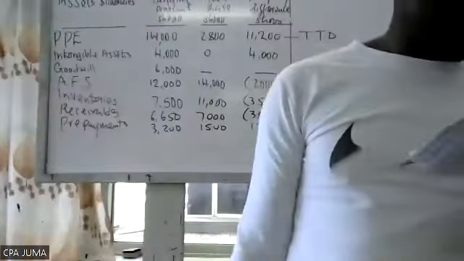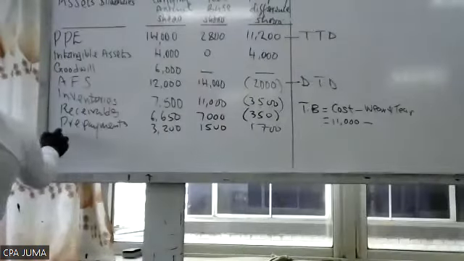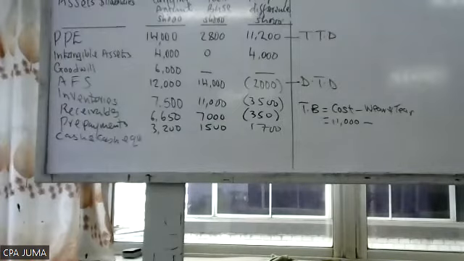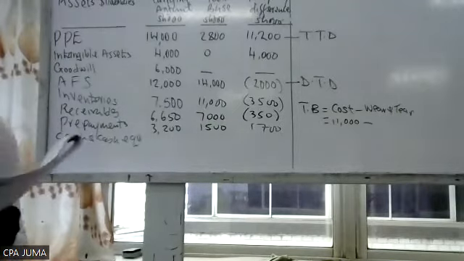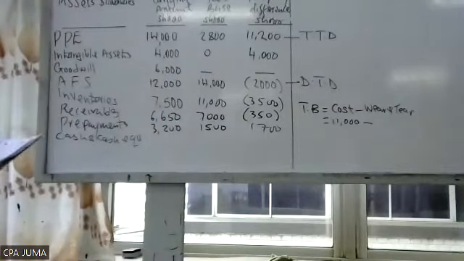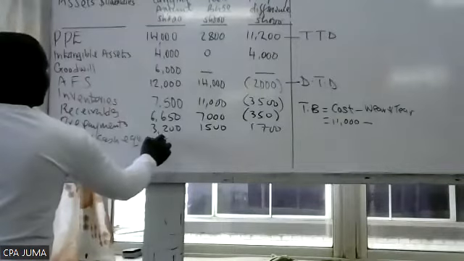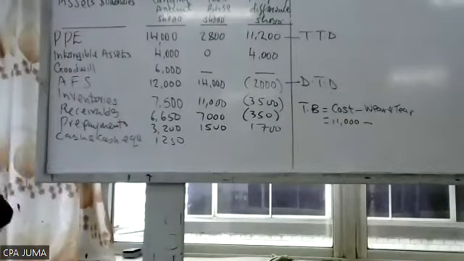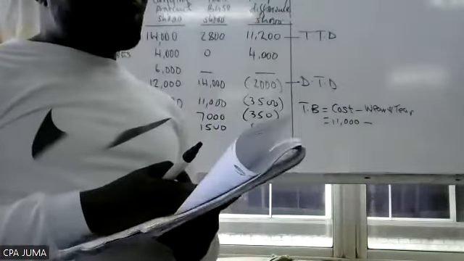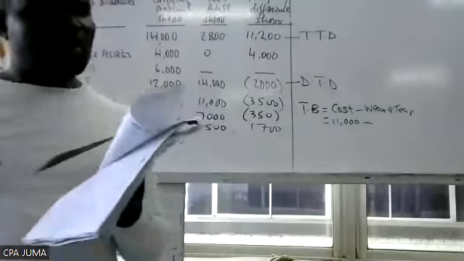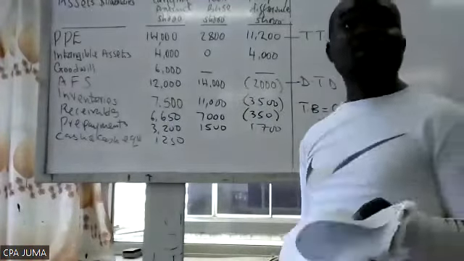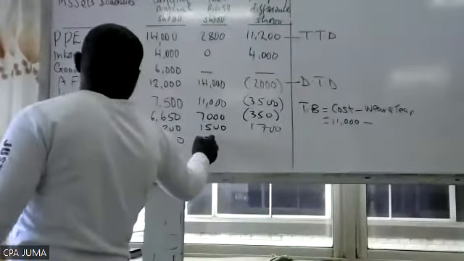Next, after prepayments, cash and cash equivalents. How much? 12.50. Was cash and cash equivalent mentioned anywhere? If not mentioned, you go to note number 8. Yes, so the same.